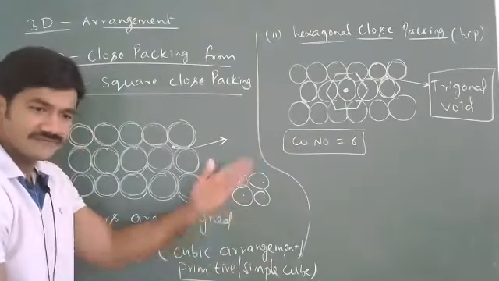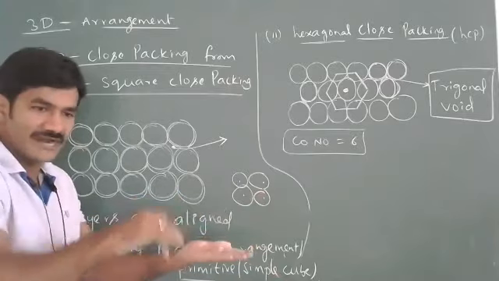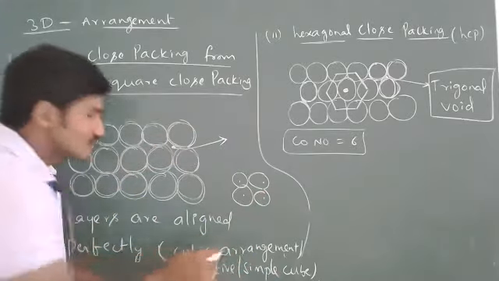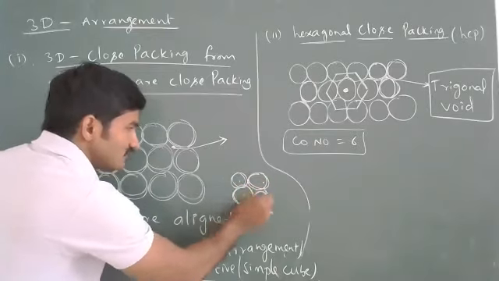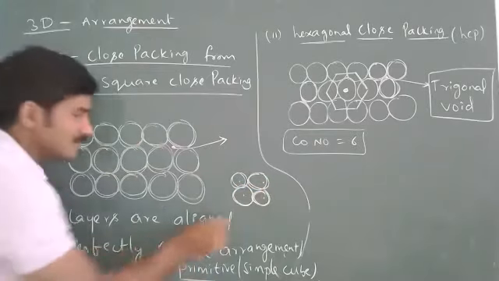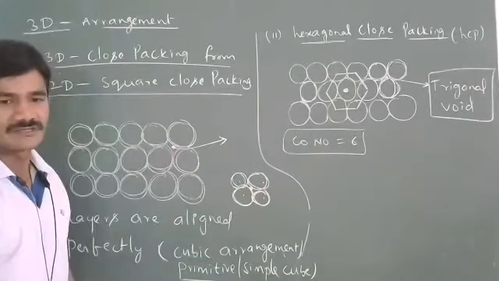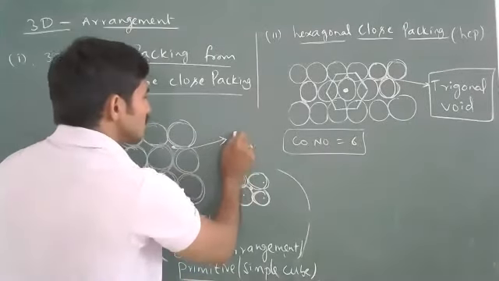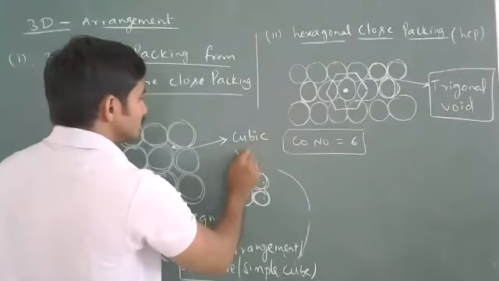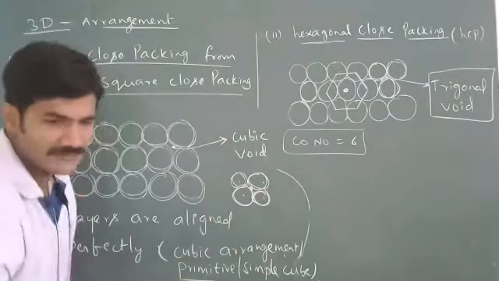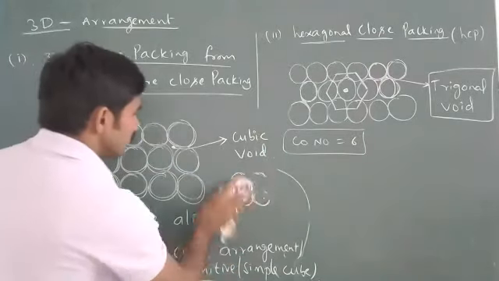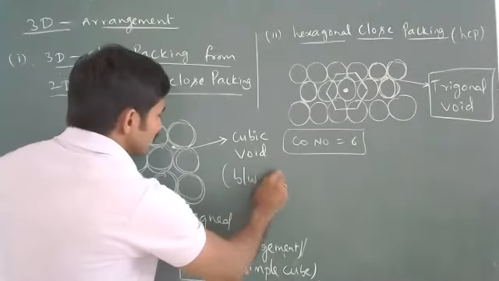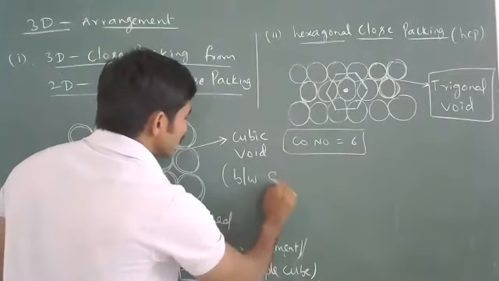Above the surface of this, 1, 2, 3, 4 atoms are there. Above that, we are placing one more layer, the same type of layer. So if I place one more, 1, 2, 3, 4, 8 atoms are there. Between 8 atoms, we can find the gap. That gap between the 8 atoms is called a cubic void. Cubic void.